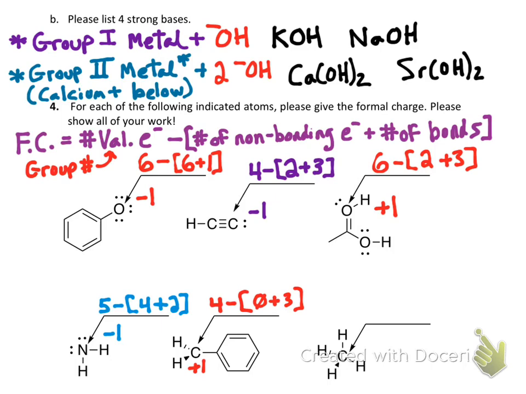So then finally we have this last one. Carbon again is group 4, minus there are 0 non-bonding electrons, plus 1, 2, 3, 4 bonds. Which gives us 0 as our formal charge. That's formal charge in a nutshell.